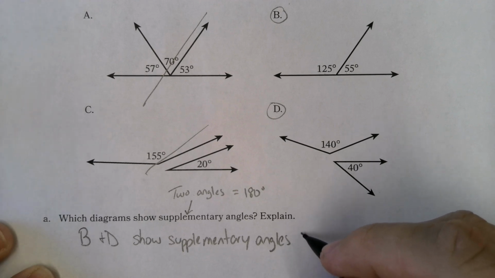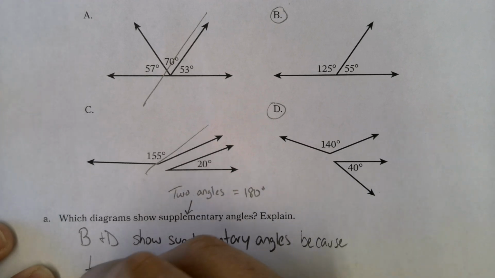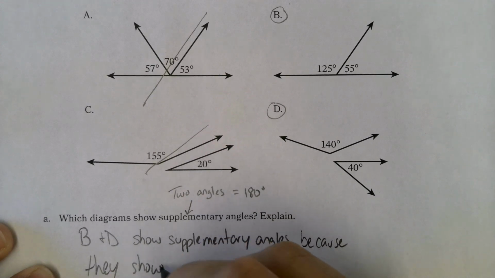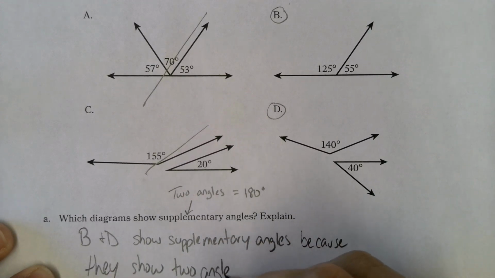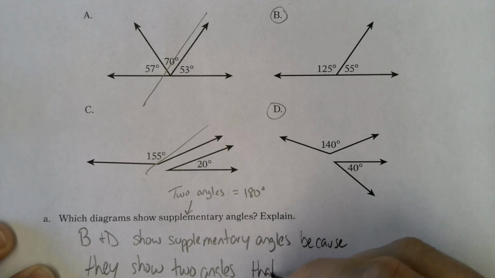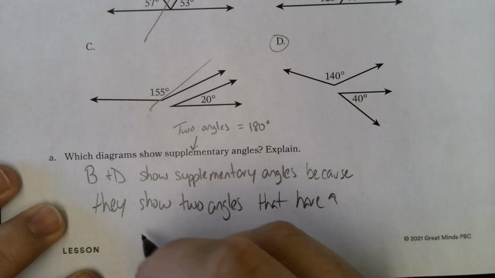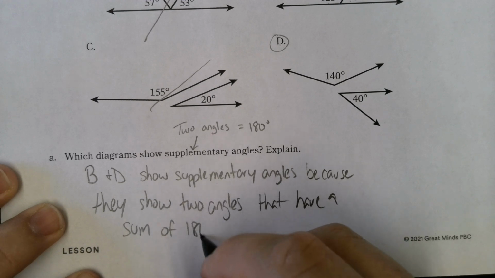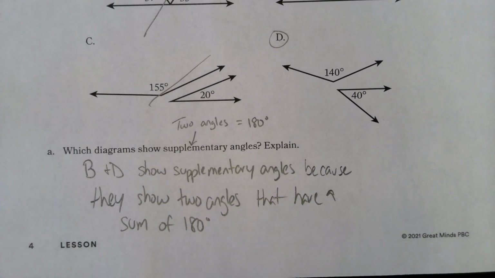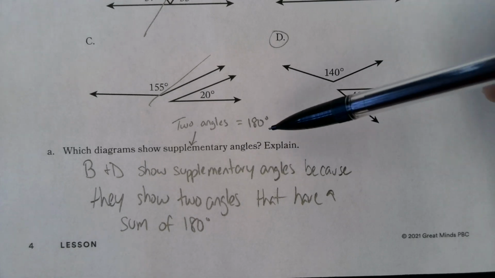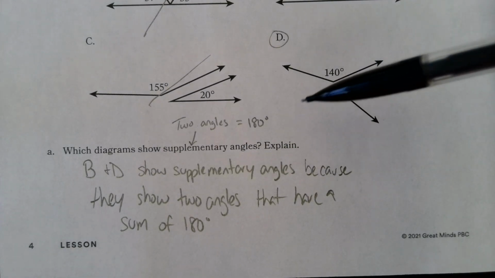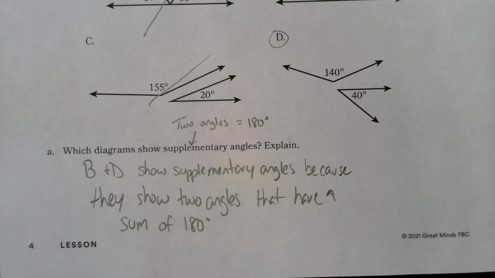Okay. Because they show 2 angles that have a sum of 180 degrees. Okay, again, it's got to be 2 angles and 2 angles only. They have to add up to exactly 180 degrees. Okay, if they don't add up to 180, they're not supplementary. If it's more than 2 angles, then we have not supplementary angles. Okay.